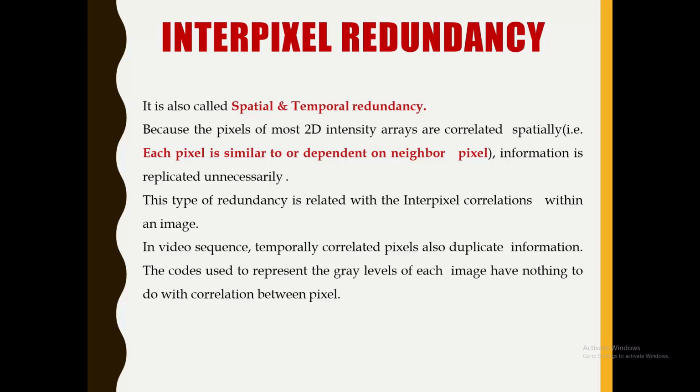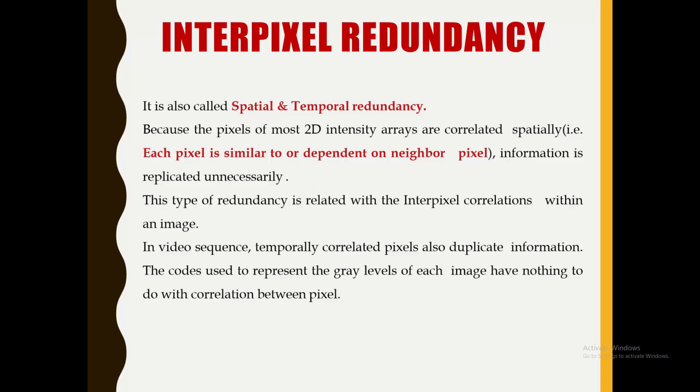In a video sequence, temporally correlated pixels also duplicate information. The code used to represent the gray level of each image has nothing to do with the correlation between the pixels. Because of the interpixel correlation within the image, the value of any given pixel can be reasonably predicted from the value of its neighbor pixel.